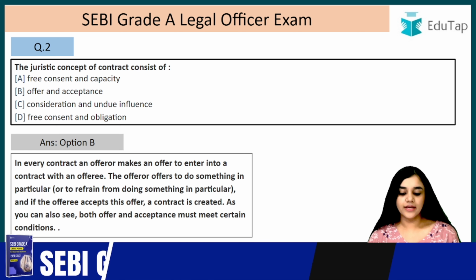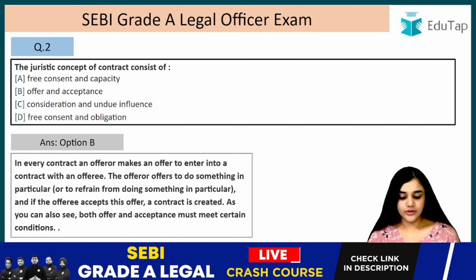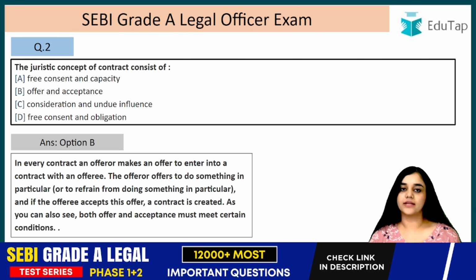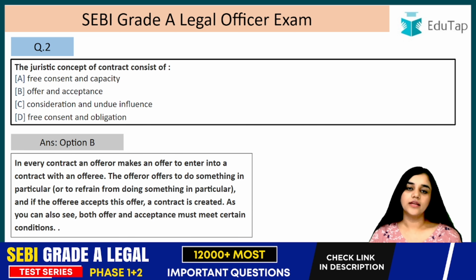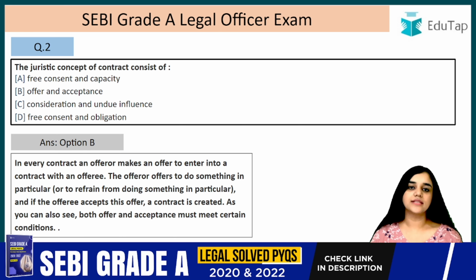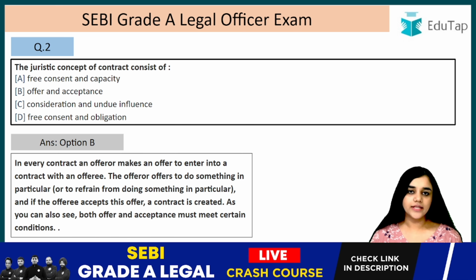In every contract, an offerer makes an offer to enter into a contract with an offeree. The offerer offers to do something in particular or to refrain from doing something in particular, and if the offeree accepts this offer, a contract is created. The word offer has the same meaning as proposal, but you must know that in the Indian Contract Act, the word offer is not used. The word which is used is proposal. We use the word offer because it is applicable in English law, and since we have derived it from the English law itself, the word offer is not wrong, but in the Indian Contract Act, the only word that is used is proposal, right?